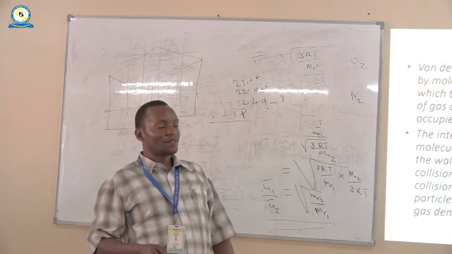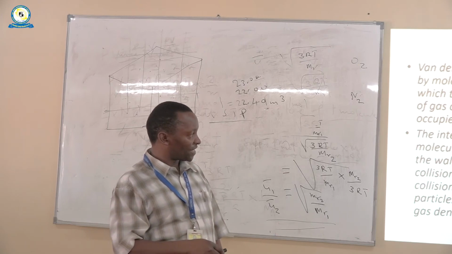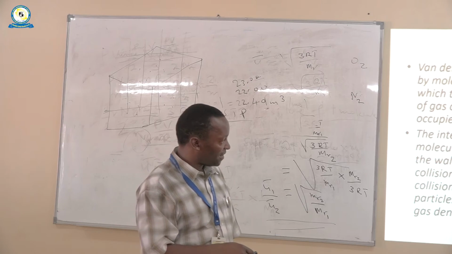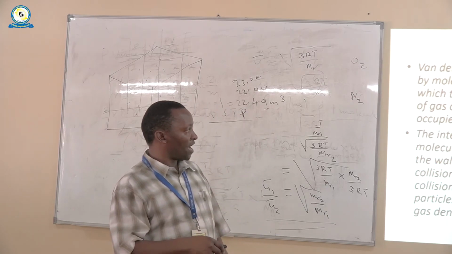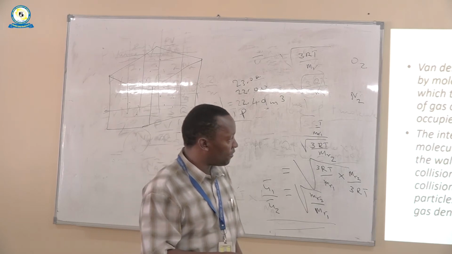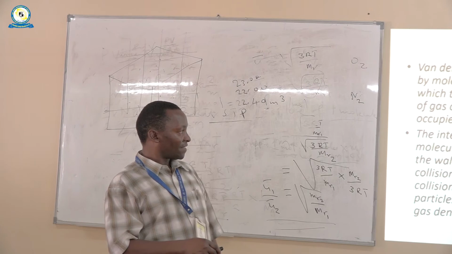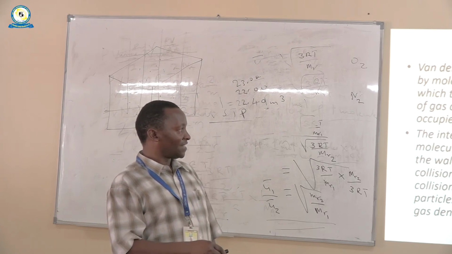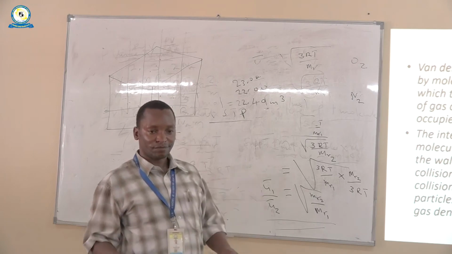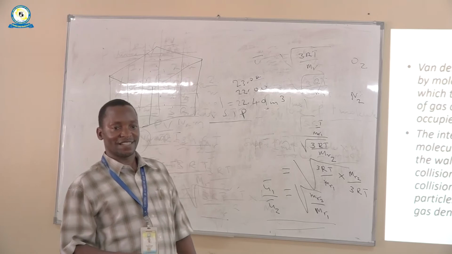That volume which is reduced is nB, where B is the volume occupied by 1 mole of the gas. This is the volume of the container. The volume that is reduced due to the amount of gas is represented like that.